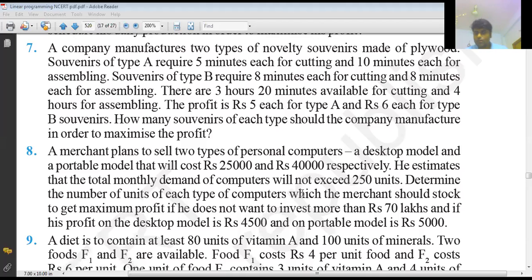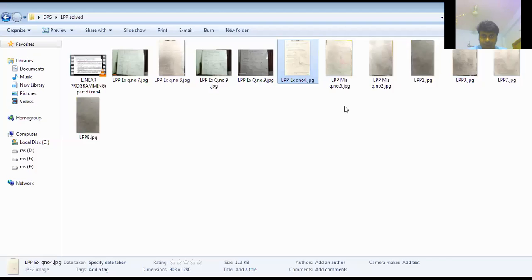If he does not want to invest more than 70 lakhs, if his profit on every desktop model is 4,500, and profit on every portable model computer is 5,000. So how can you solve? Let us go for taking data properly here. Okay. So now let us go for taking question number 8.